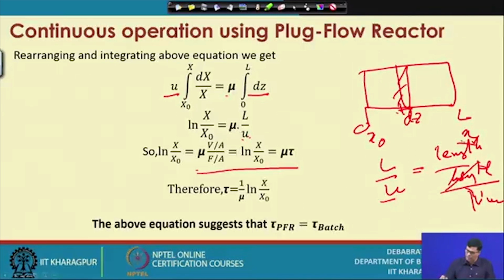So, length will cancel, the time will come. L by u is nothing but tau. Am I right? So, we can replace ln x by x 0 equal to tau. So, we can write tau, that is the space time of the plug flow reactor, is 1 by mu ln x by x 0. This is the same expression as for the batch process: the tau of the plug flow reactor is equal to the tau of the batch process.